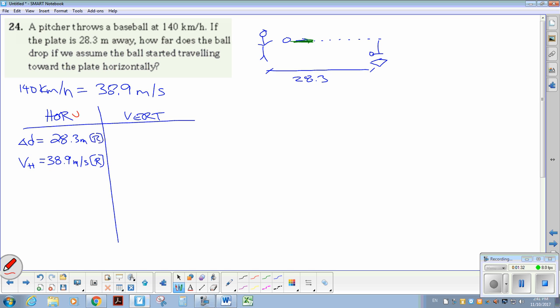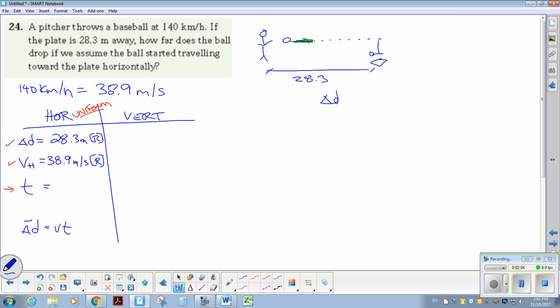Horizontal is uniform motion for us in grade 11. Because it's uniform motion, there's only one formula for this particular column, and it's d equals vt. That's the only formula that works for horizontal. So that means the missing variable is time, not d. And guess what? Because we know 2 pieces of information, we can find our third. So we can find out how long the ball took to get to the plate. So let's start with that.